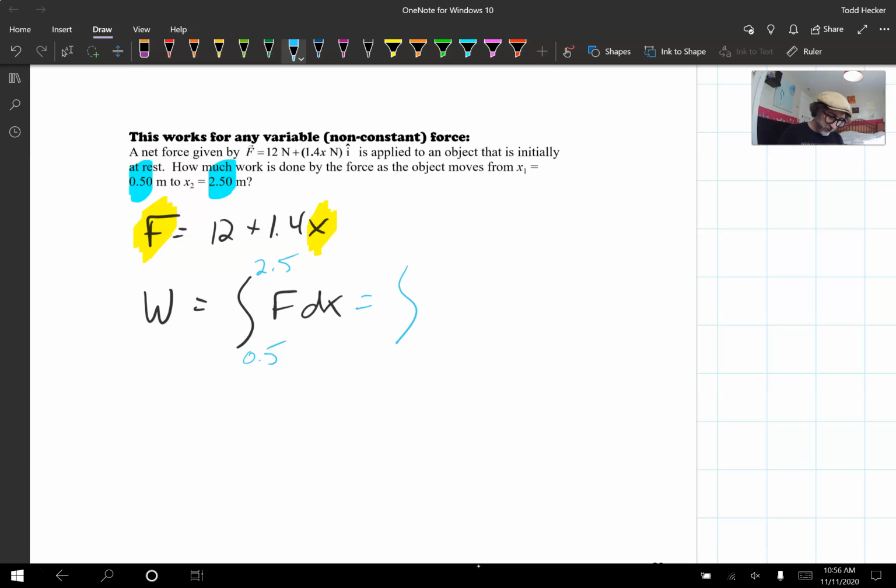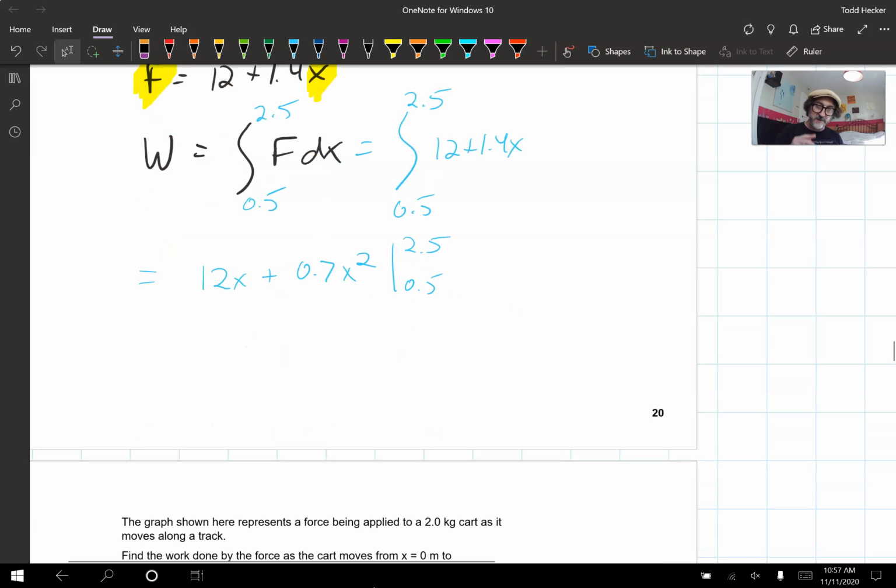So that's the integral of 12 plus 1.4x, evaluated at 0.5 and evaluated at 2.5, and then you just kind of grind out the math, all right? So this gives me 12x plus 0.7x squared, evaluated at 0.5 and 2.5. And so, I've got these written down over here. I'm going to trust that you guys can plug it in, right?